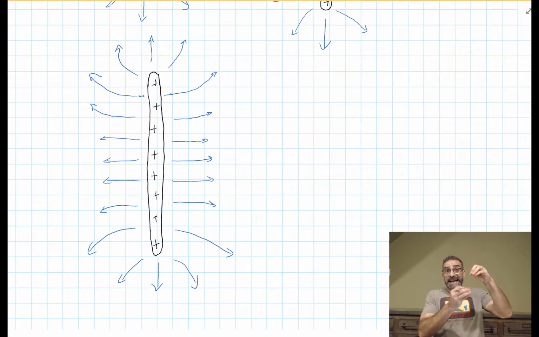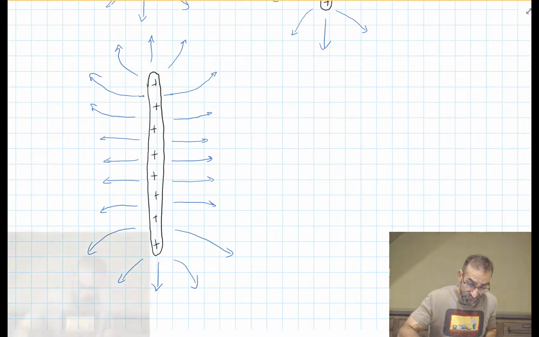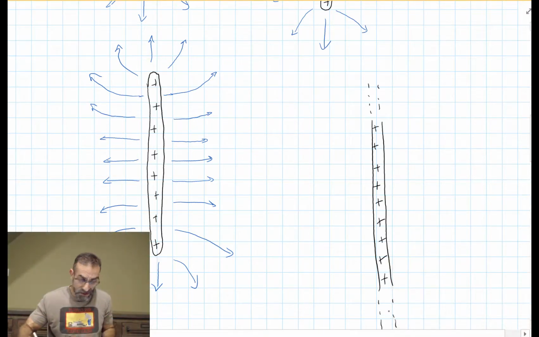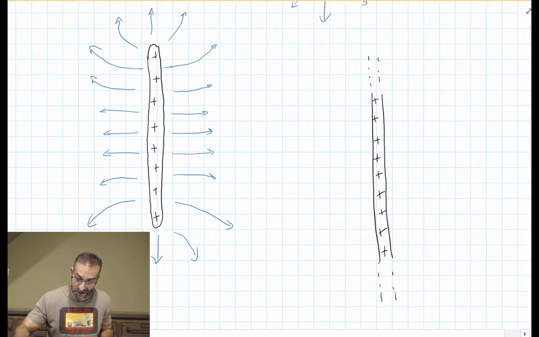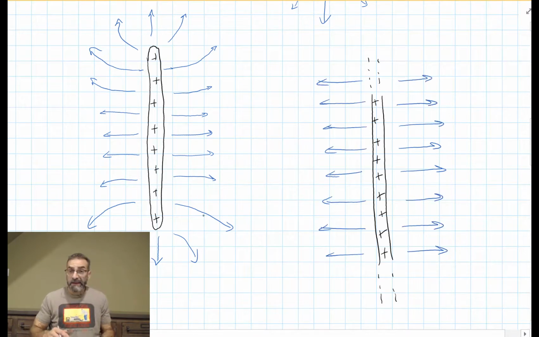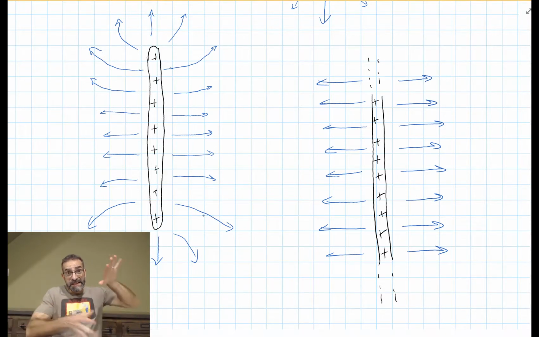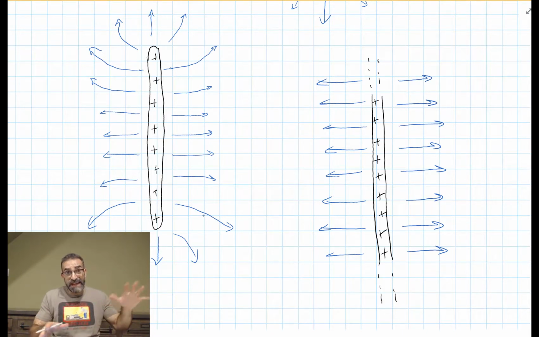Now, if I could make that rod infinitely long, let's see what would happen. So my rod now extends to infinity in each direction. That's what my little dashed lines there mean. Now what happens is the electric field looks like this. The electric field lines align and become parallel to each other, and we don't have any edge effect.